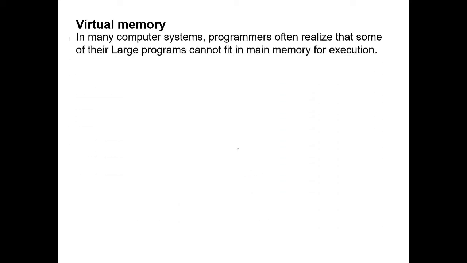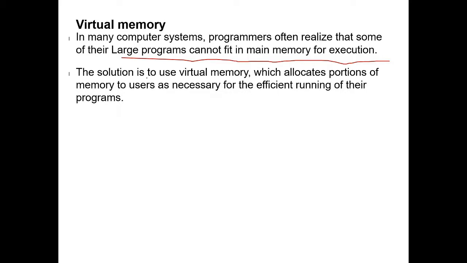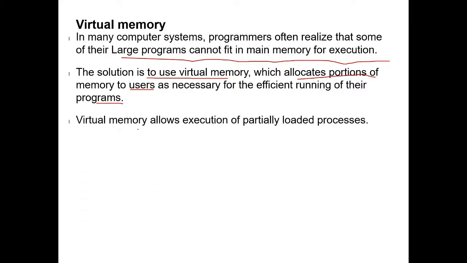In a computer system, programmers often realize that some of their large programs cannot fit in main memory for execution. So the solution is to use virtual memory, which allocates portions of memory to users as necessary for the efficient running of their programs. Virtual memory allows execution of partially loaded processes. That means only the pages which have to be executed will be loaded in the main memory and the remaining pages will still be stored in the secondary memory. We call these partially loaded processes.